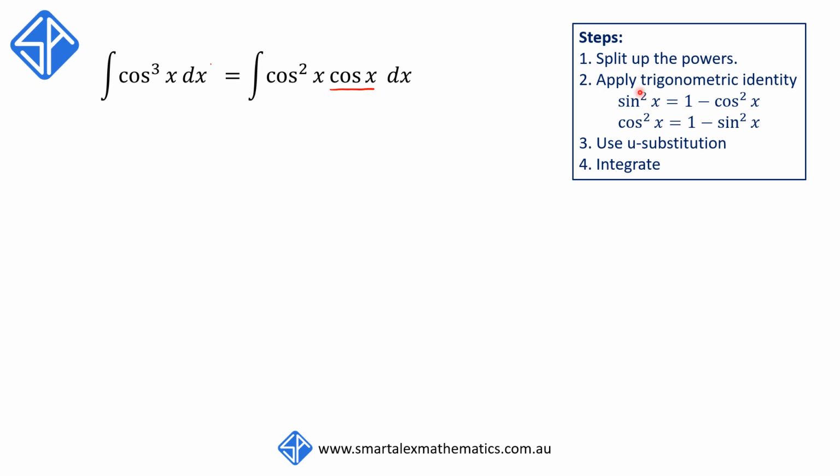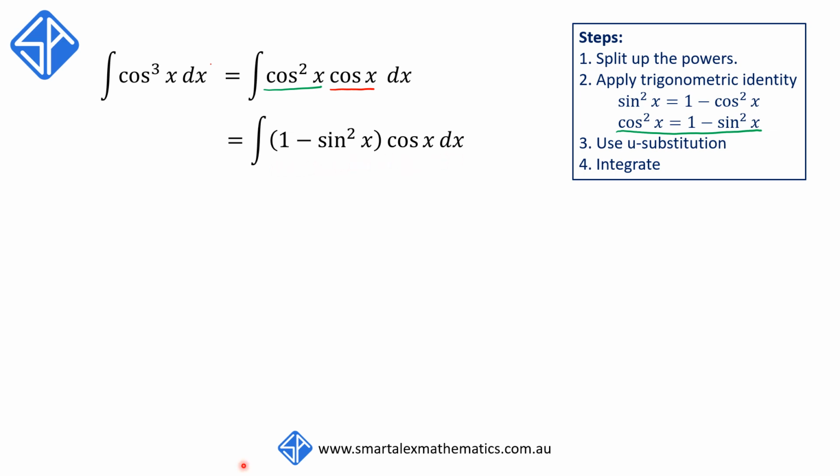The next step now is to apply the trigonometric identity. We want to express cos squared x in terms of sine squared x. And we can use this identity here. Cos squared x is equal to 1 minus sine squared x, so that now our integral becomes 1 minus sine squared x times cos x dx.